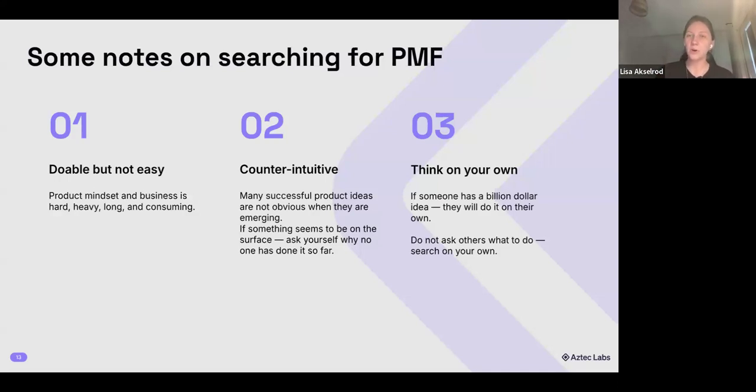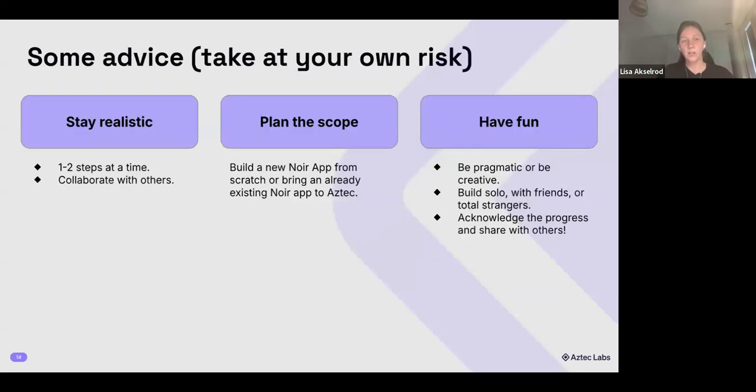And finally, think on your own. If you see an idea and everyone tells you, oh yeah, you should go for it, ask them why they do not go for it. Or if you see something and it looks obvious to you, think about why no one has done it so far. The answer might be that, for example, it's not a real problem, or that there are some serious technical issues, and so on and so forth.